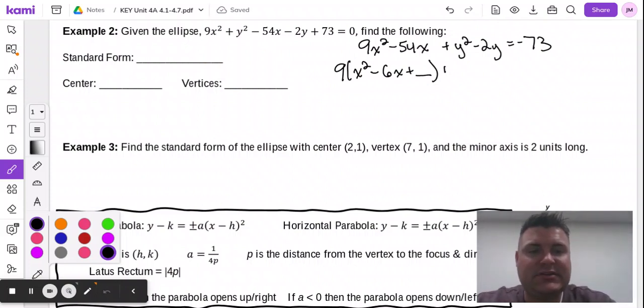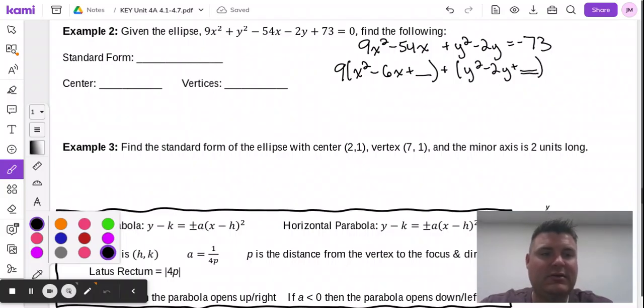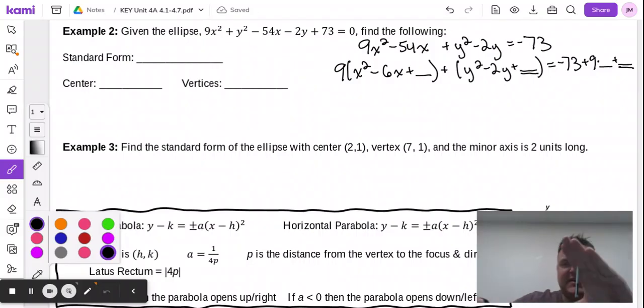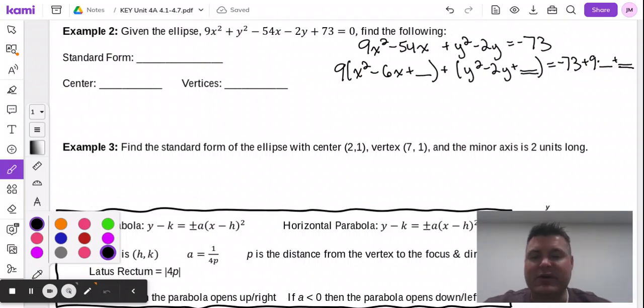And then plus, there's nothing to take out from my y's because that's already 1. So y squared minus 2y plus, this is a different blank, so I'm going to call it double blank. Equals, and then we still have -73 on this side, and then we're going to add 9 times blank plus double blank, because I have to balance it out. I have 9 blanks on the left side, so I need 9 blanks on the right side, and I have 1 double blank on the left side, so I need 1 double blank on the right side. All right, so what goes in these blanks?